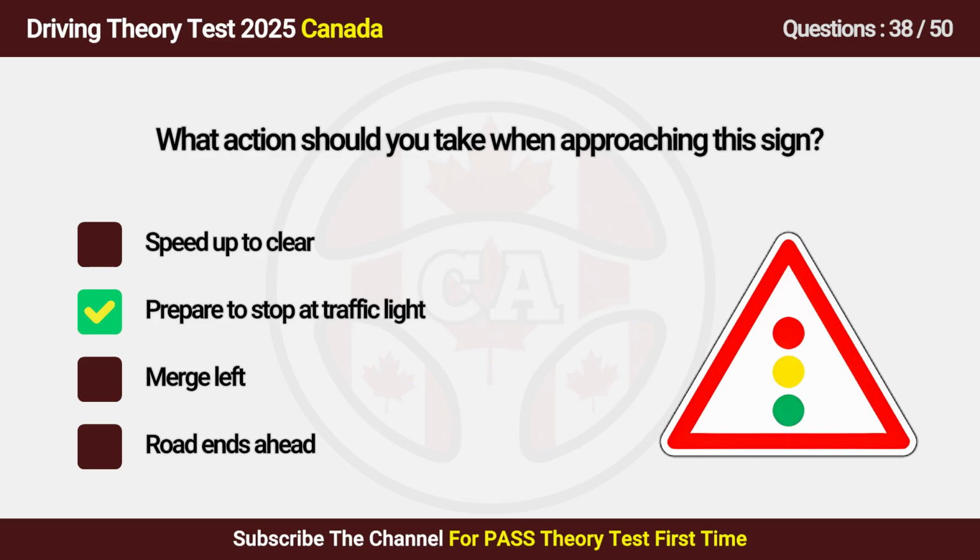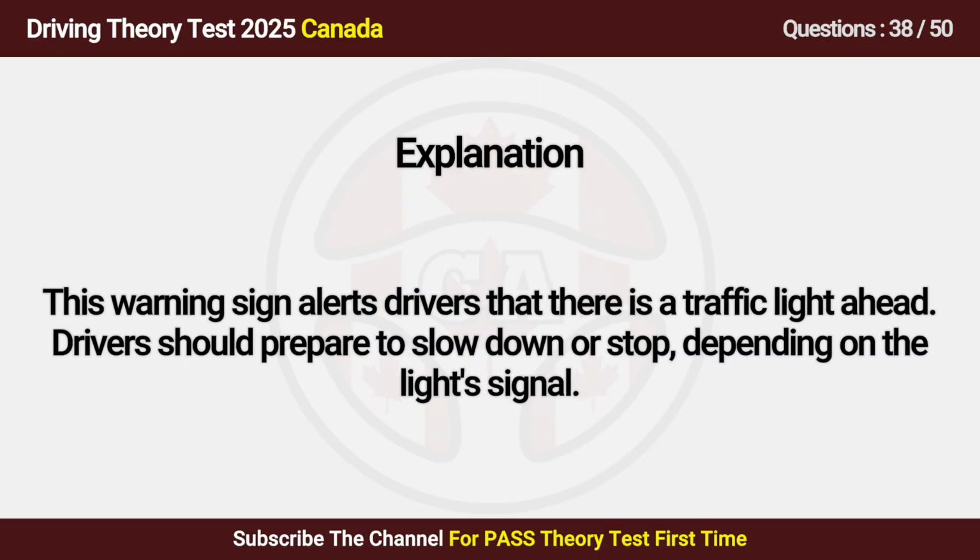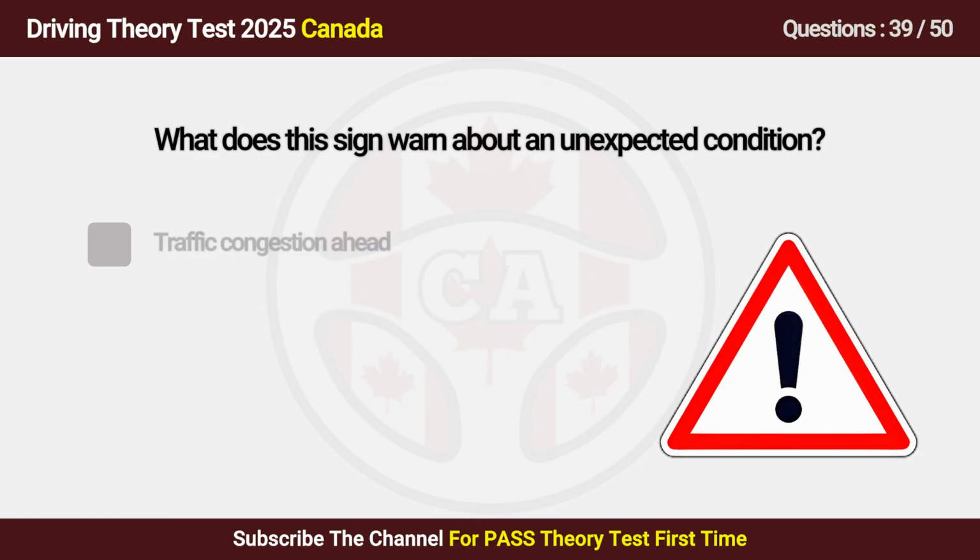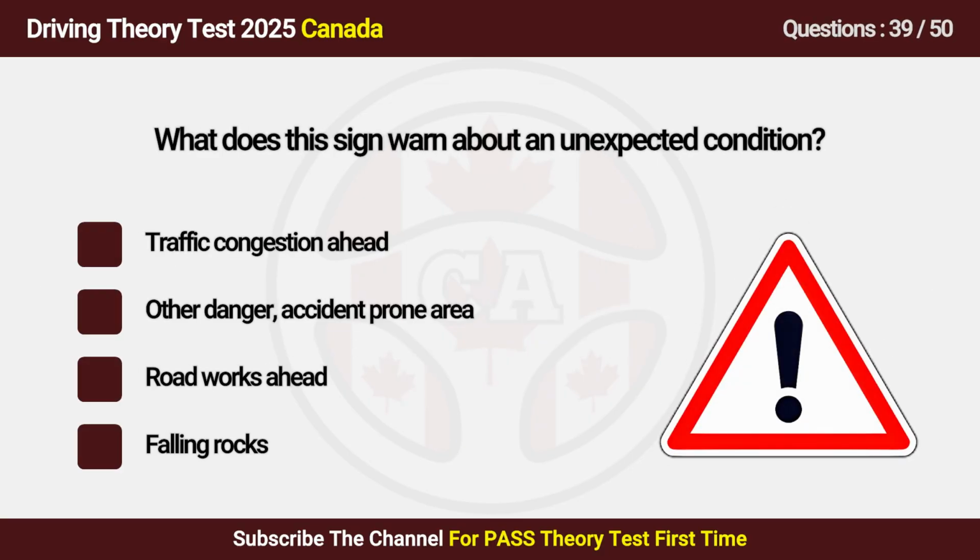Answer is B. Prepare to stop at traffic light. This warning sign alerts drivers that there is a traffic light ahead. Drivers should prepare to slow down or stop, depending on the light's signal. Question 39. What does this sign warn about an unexpected condition?